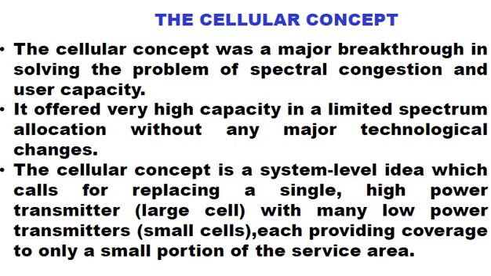The cellular concept was a major breakthrough in solving the problem of spectral congestion and user capacity. It offered very high capacity in a limited spectrum allocation without any major technological changes. The cellular concept is a system level idea which calls for replacing a single high power transmitter with many low power transmitters. This means large cells and small cells, each providing coverage to only a small portion of the service area.